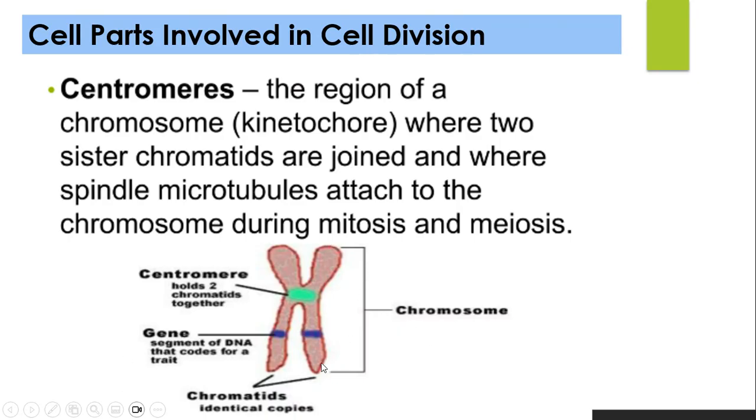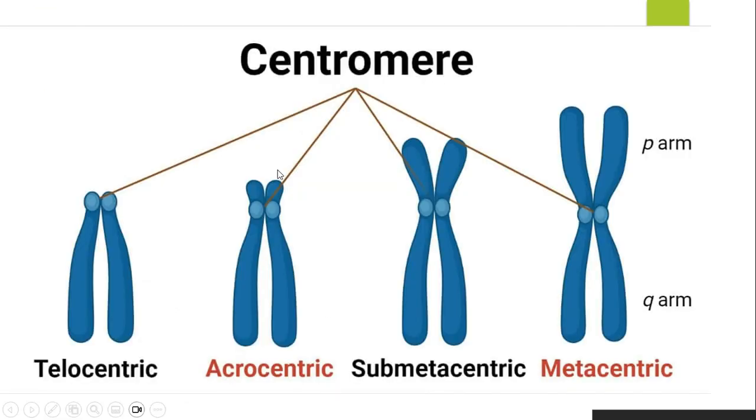This whole thing is a chromosome, right? Gene, right here, these are genes. A gene is a segment of DNA that codes for a trait. These are chromatids, identical copies, right? The chromatids are identical copies. Centromere position: this is telocentric, it's at the end. This is acrocentric, it's right here. This is submetacentric, it's closer to the middle, but it's not that close, right? So this is metacentric. This is the P arm, and this is the Q arm. P, Q, right? The top area is P, the lower bottom is Q.